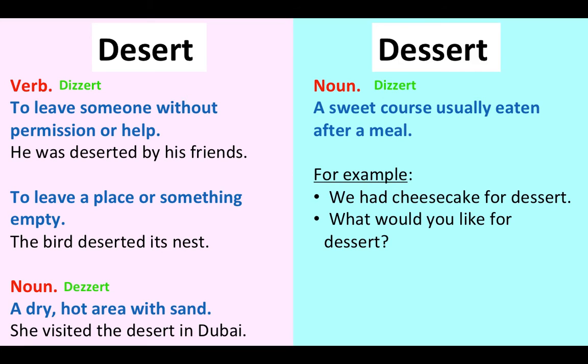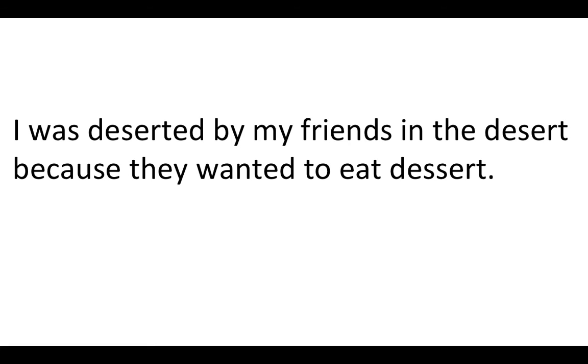Now let's go through an example sentence. I was deserted by my friends in the desert because they wanted to eat dessert. Deserted is the verb. Desert is the noun, and it refers to the place. Dessert is a noun. It refers to the dessert we eat.